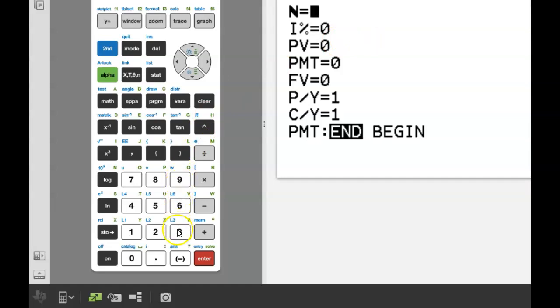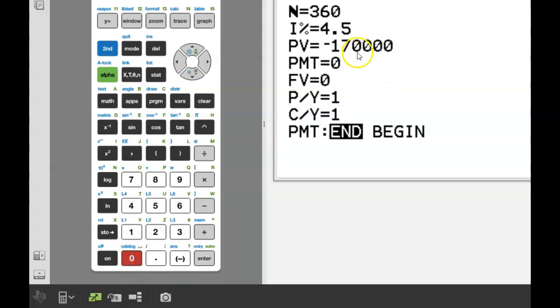Now, the number of payments was 30 times 12, and you can hit enter and it'll turn into a 360, or you can just type a 360. Everybody good? I forgot the interest. Was it 4.5? Okay, we're literally just going to type a 4.5, hit enter, and it'll go down. We can put this in as a negative or positive. It just means that our payment will be the opposite sign. Make sure you get enough zeros in there. Negative 170,000 is what I talked about putting in there.